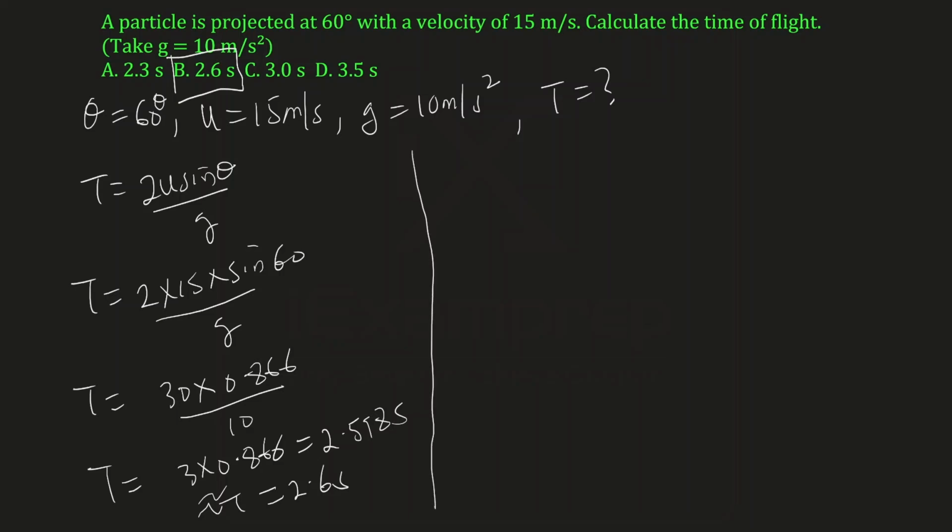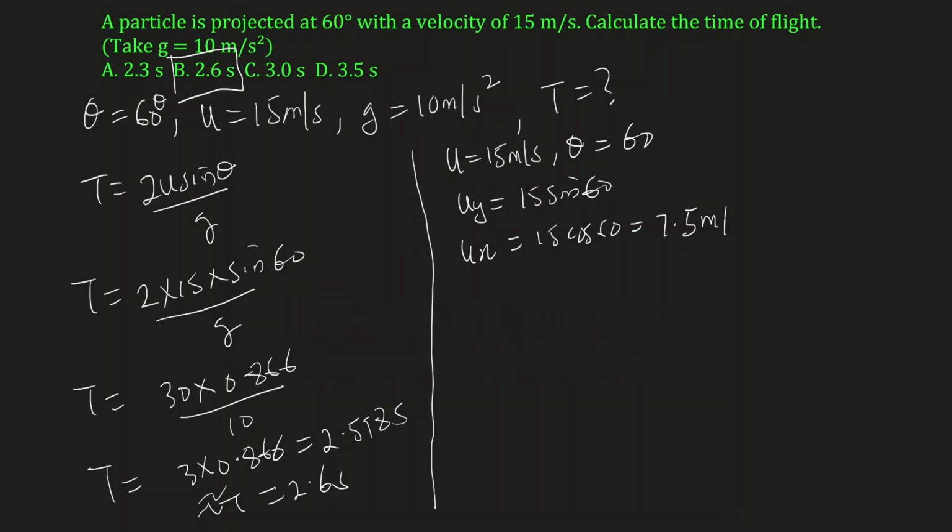But for me, this is how I'm going to solve it. I know that this object was projected with a velocity of 15 meters per second. The angle of projection is 60 degrees. So what I'll do first is to find the y component, which is 15 sine 60, and find the x component, which, if I need it, is 15 cos 60. So cos 60 is 0.5. 15 times 0.5 will be 7.5 meters per second. 15 sine 60 is 15 times 0.866, which is equal to 12.99 meters per second.